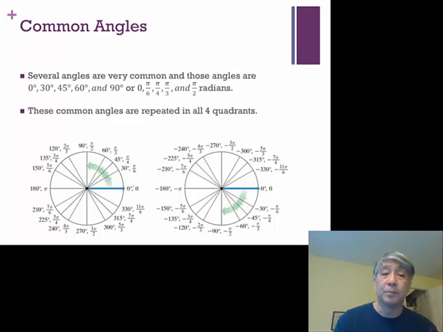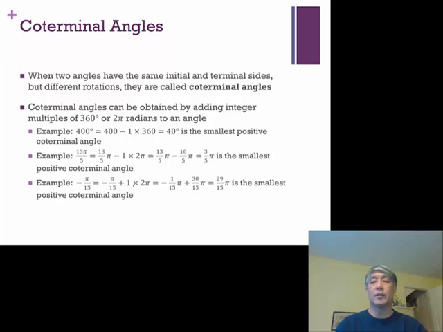Okay, so coterminal angles. When two angles have the same initial and terminal sides but different rotations, they are called coterminal angles. This is what happens again when you go more than 360 degrees or more than 2 pi radians. And so to get to the coterminal angle, we can either add or subtract integer multiples of 360 degrees, or 2 pi radians.